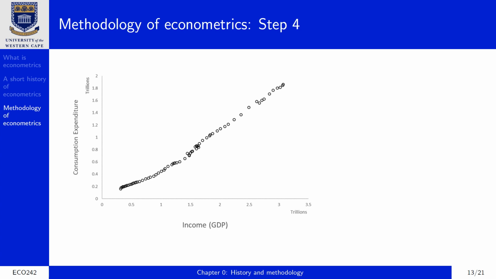This graph plots the various values of those data. So consumption is expressed on the vertical axis and ranges from 0 to 2 trillion. Income is expressed on the horizontal axis and ranges in value from 0 to 3.5 trillion rands. And these values are expressed in real terms.